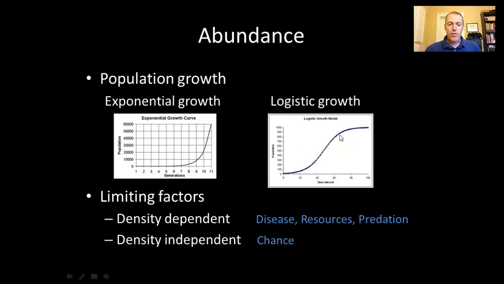Now, limiting factors are the things that are actually causing this logistic growth. These are things that are going to limit population growth and cause populations to stop increasing and sometimes even to decrease. So we've got two kinds of limiting factors. There's density-dependent and density-independent. Density-dependent limiting factors are the ones that depend upon the density.